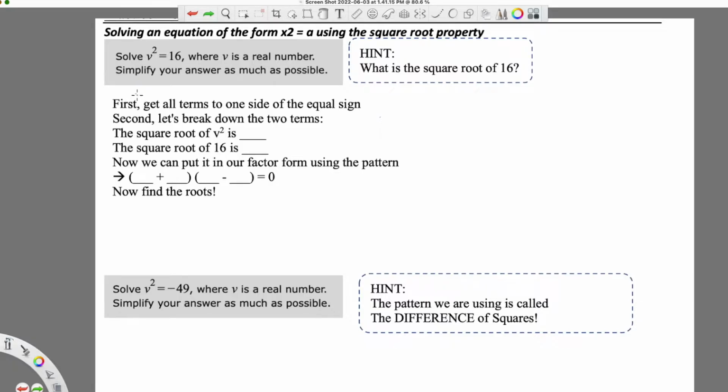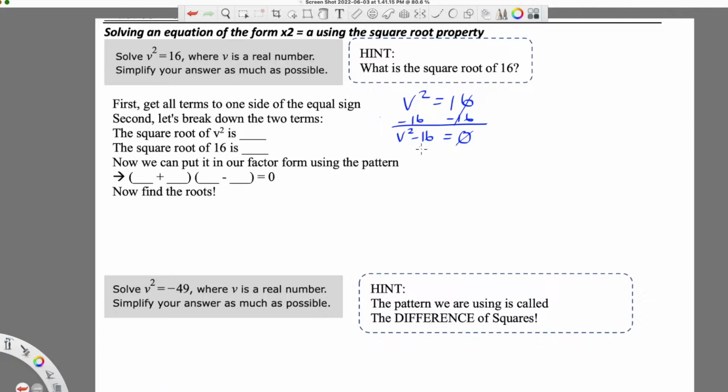So first, let's get all the terms to one side of the equal sign. So what that means is if it's v squared equals 16, well, I don't want them to be on different sides. I want them to both be together. So I'm going to subtract that 16 on both sides like that. And I'm going to have v squared minus 16 equals 16 minus 16 is 0. So it cancels out on this side, but it's that 0 that I was looking for. So now I have the difference of squares idea.